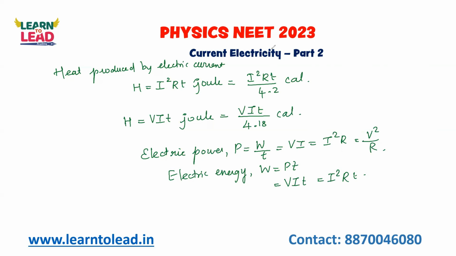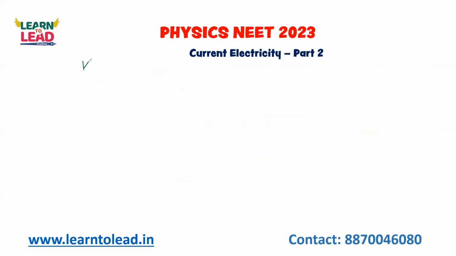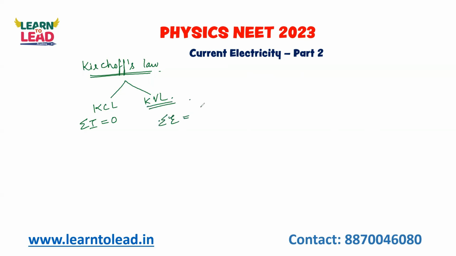The next important concept is Kirchhoff's law. There are two laws, KCL and KVL. In KCL, the sum of currents at the junction is equal to 0, that is, total incoming current will be equal to total outgoing current. And according to KVL, the sum of EMF is equal to the sum of I into R. This is the basic formula for Kirchhoff's law, you should know, right?